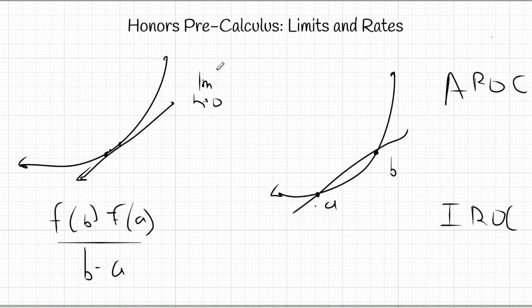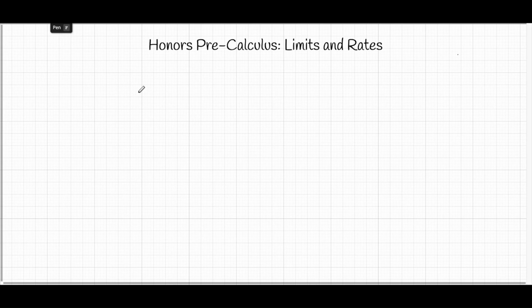So the formula would be the same as this, but b we can write as a plus h because we're just moving h in one direction. And then it'll be a plus h minus a, which just simplifies down to h. So you take the limit as h approaches 0 of this, and most of the time it does exist, especially for polynomials. So let's start with an example.